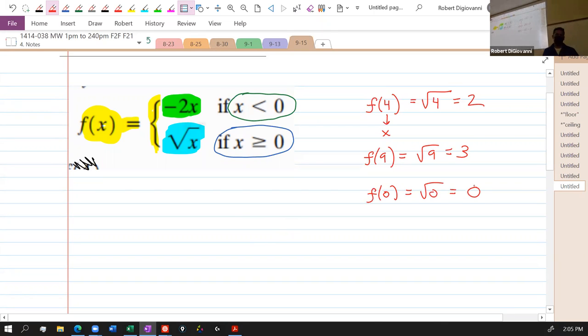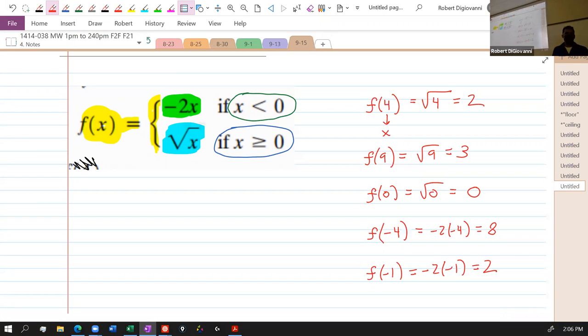All right, let's plug in an x that would be using the other side. So negative four, that's what I heard, negative four. So negative four is definitely less than zero. So we plug it into the top one, negative two times negative four, and that gives us eight, right? One more, what would be another x value we could plug in that would make us use the top piece? Negative one. We have negative two times negative one, that is two. Make sense?